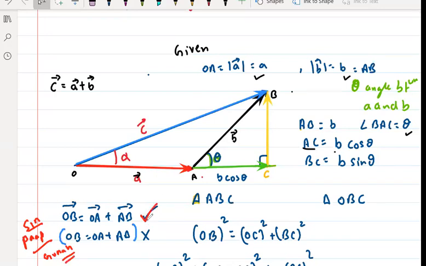Anyone have any doubt in this? Is it understandable up to here? I'm explaining this again. I started explaining.